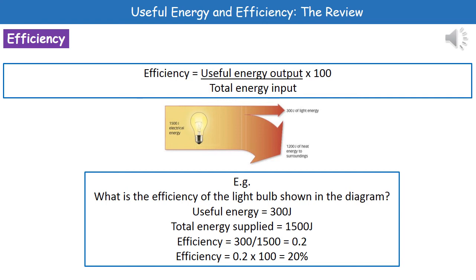So what's the efficiency of the light bulb shown in the diagram? Our useful energy, because it's a light bulb, will be the light energy, which is 300 joules. And we've got 1,500 joules of the total energy supplied. So all we do there is useful divided by total, so 300 divided by 1,500, and then to get it as a percentage, times it by 100. So it would be 0.2 times 100 gives us 20% efficiency. So what we can see is, in reality, the light bulb is not very efficient.